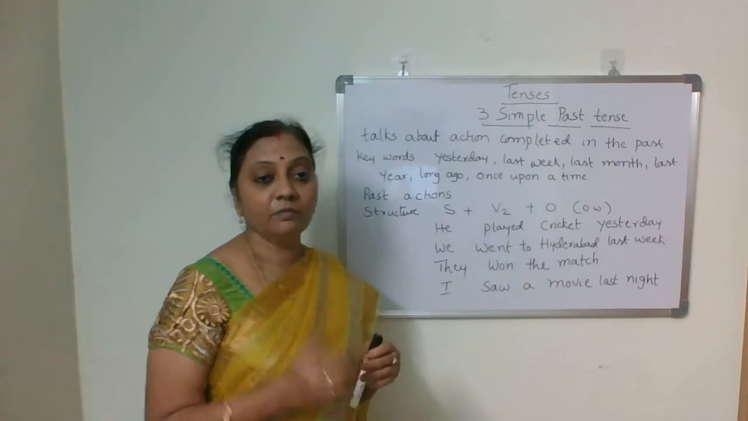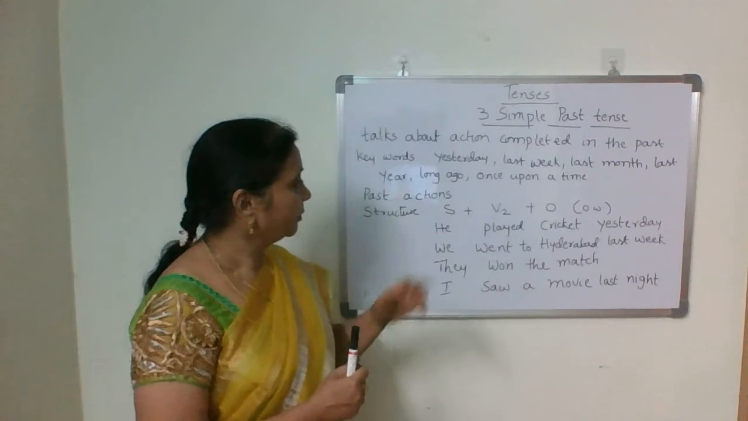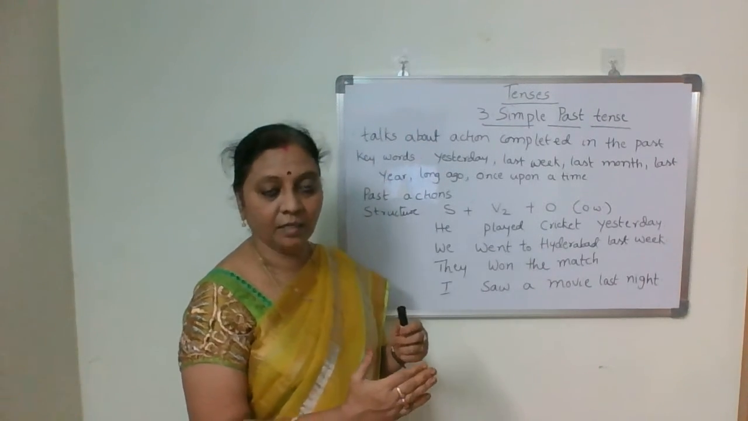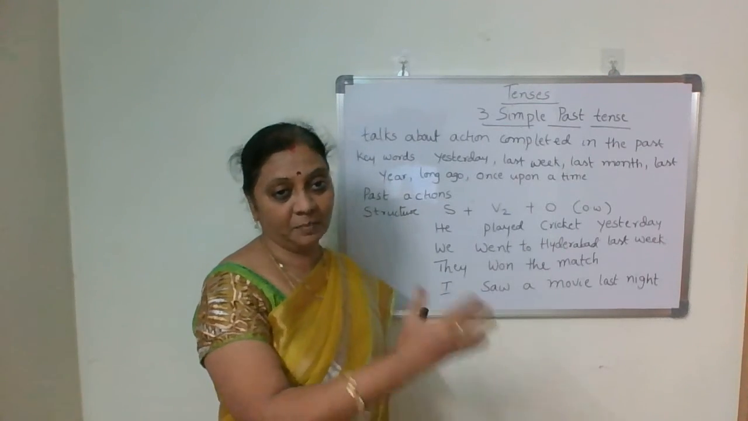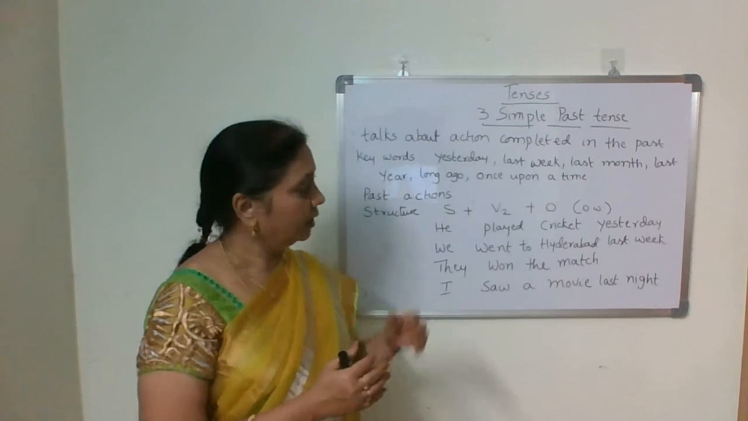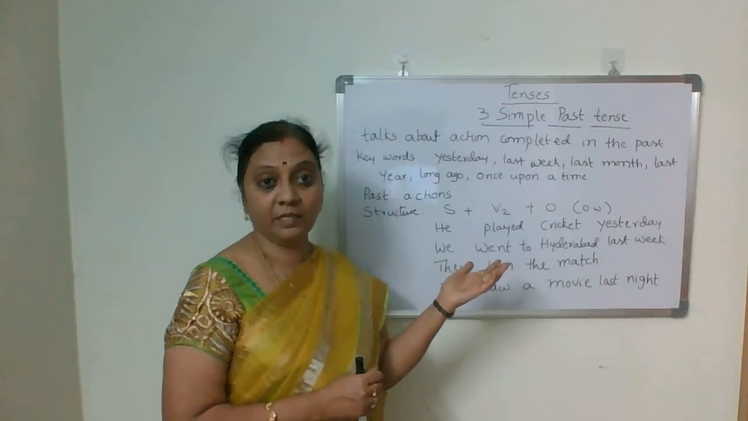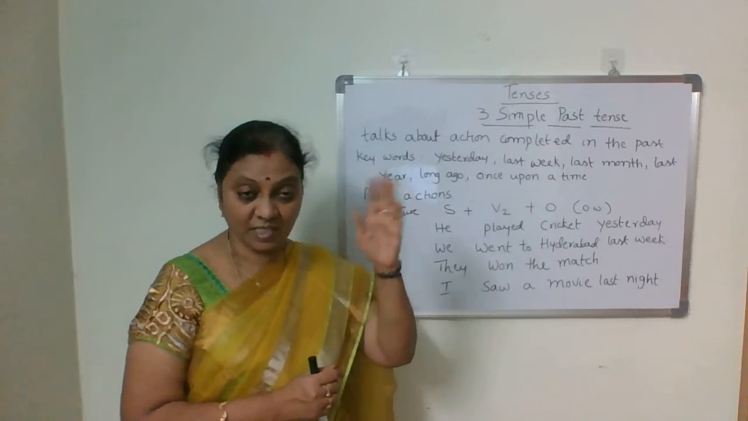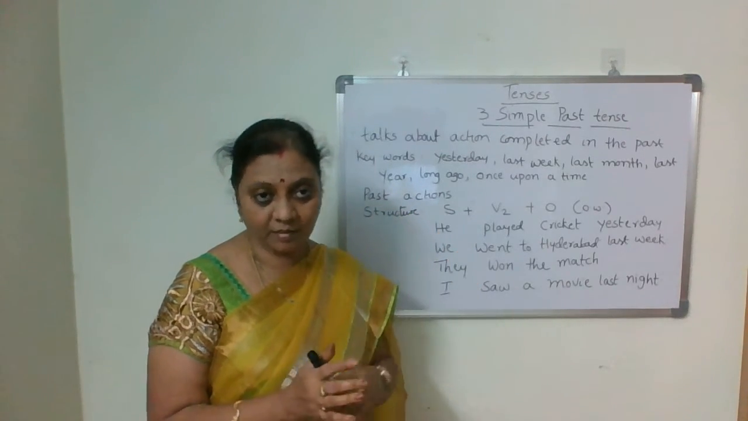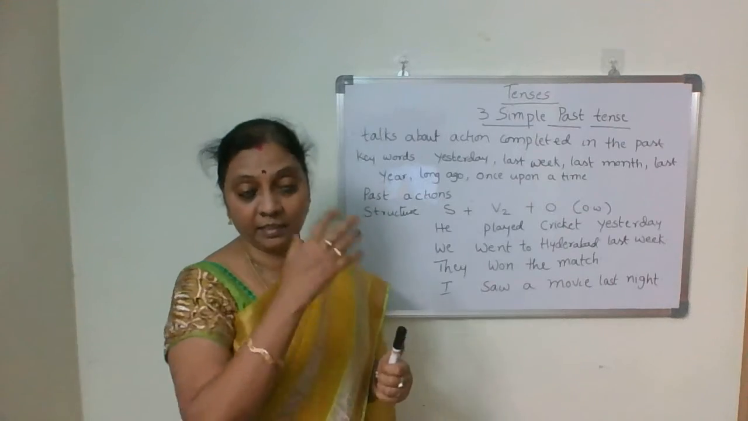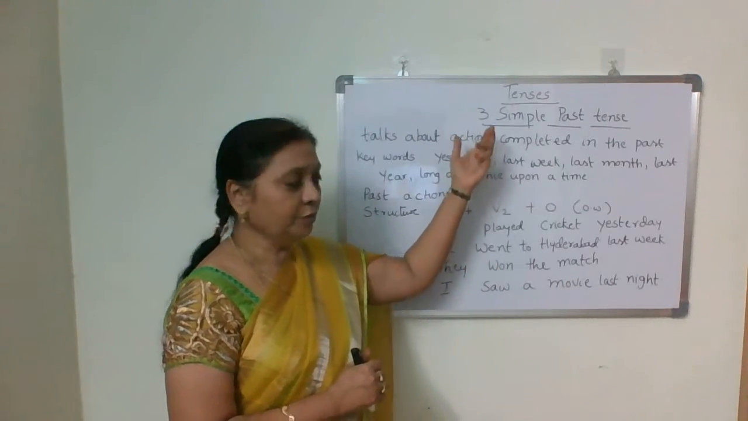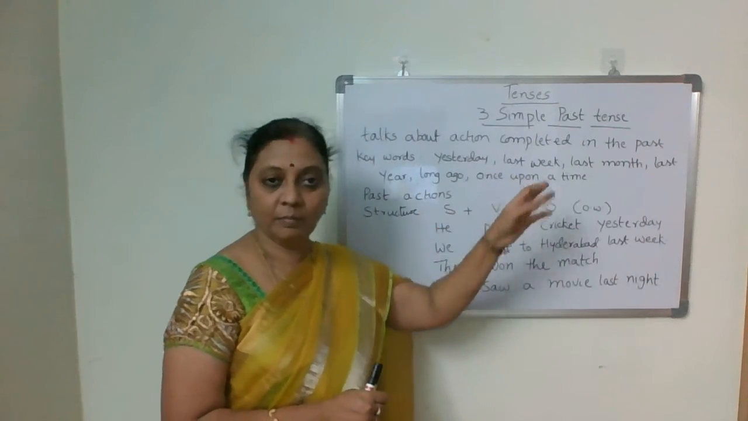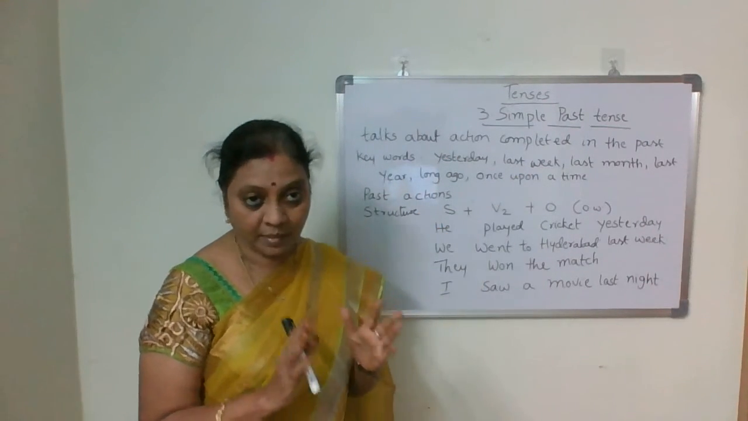Then what are the key words we use in this? Yesterday, last week, last month, last year, two days ago, last night, long, long ago. In story narrations, we say, once upon a time, there lived a king. Isn't it? Long, long ago, there lived a king. Like that, story narration also uses simple past tense, and these are the key words by which we can understand it's a past action.